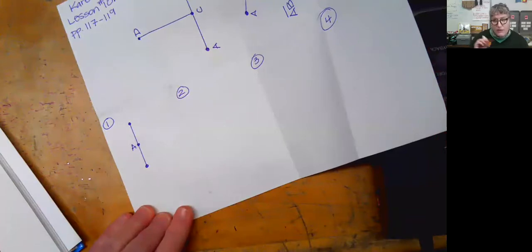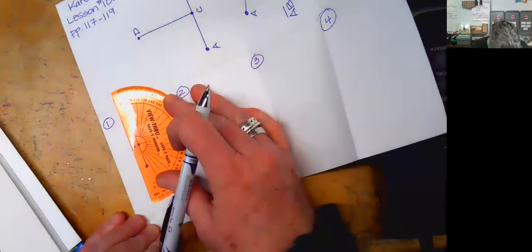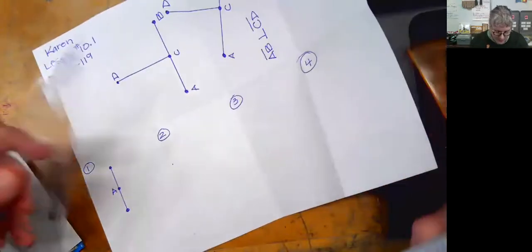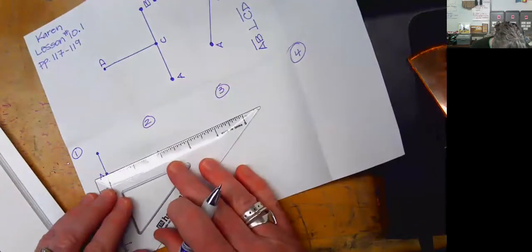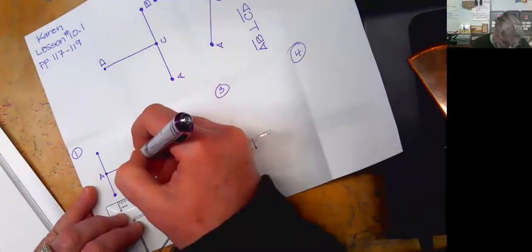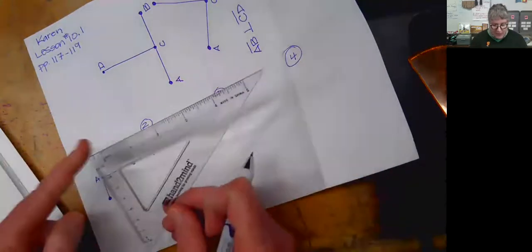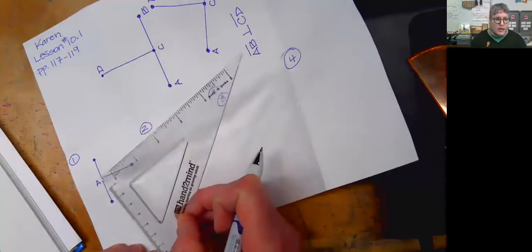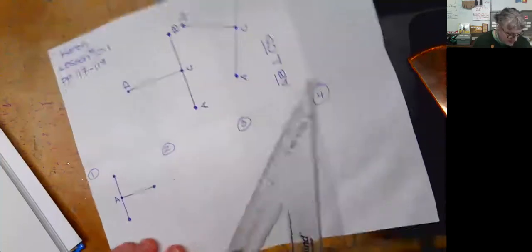I have my 2 different ways of doing it. I could take this and measure out 90 degrees. Put a little dot. Line it up. Or if I have a right triangle on my drawing triangle, then I can use my drawing triangle for that. Okay. All right. Now we're doing number 2.